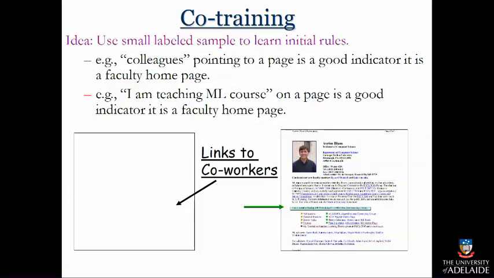Okay, so the basic idea of co-training is to use a small set of labeled samples to learn some initial model, initial prediction rules. For example, colleagues pointing to a page is a good indicator that it might be a faculty homepage, right? And say if the algorithm sees some words like "I'm teaching machine learning courses" on a page, then it's a good indicator that it's a faculty homepage, right?